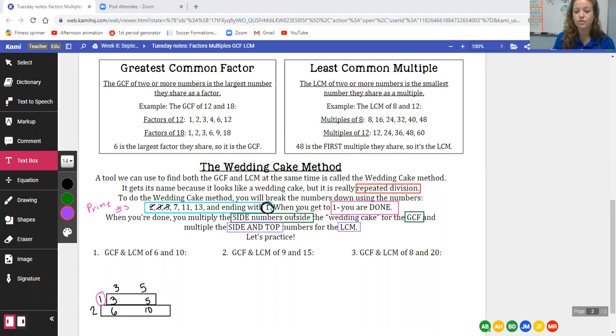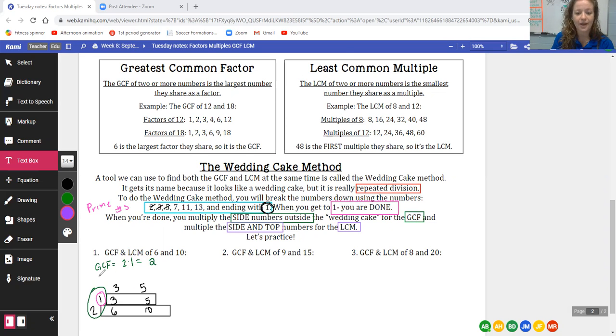So now we're going to use what we have up here to find our GCF and LCM. So it says that the side numbers we multiply together to find that GCF. So these are the side numbers they're talking about. So what 2 numbers am I multiplying together here? 2 times 1. So my GCF is going to be 2.